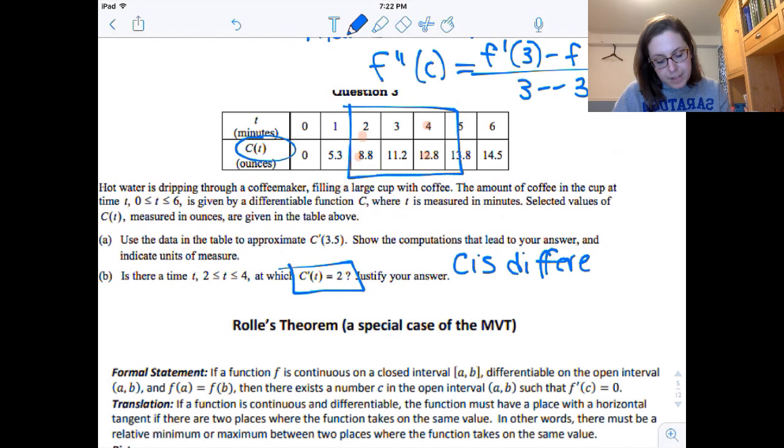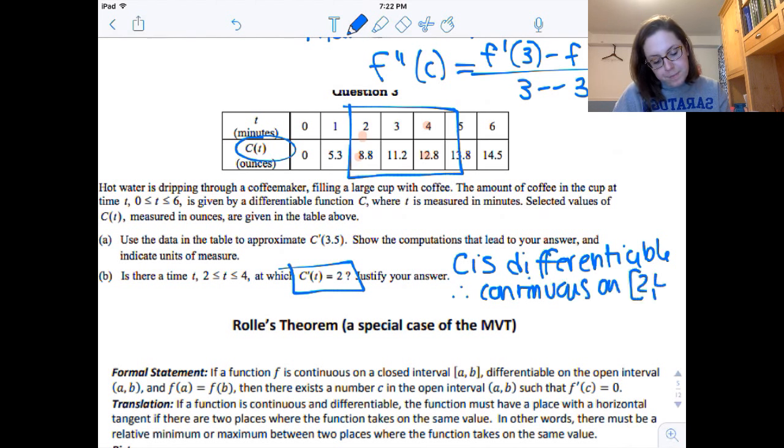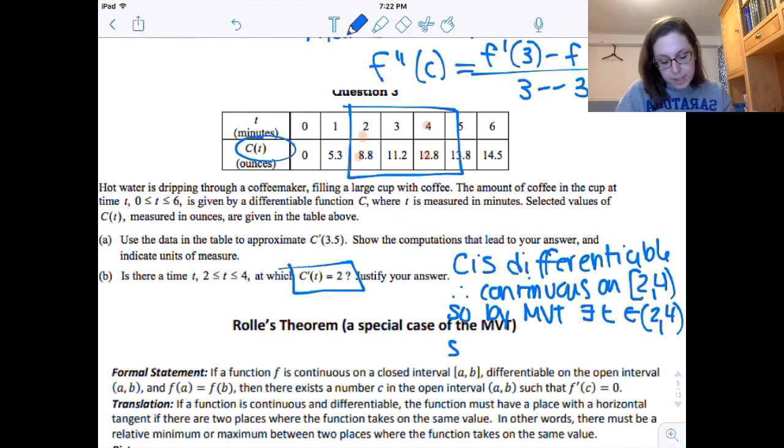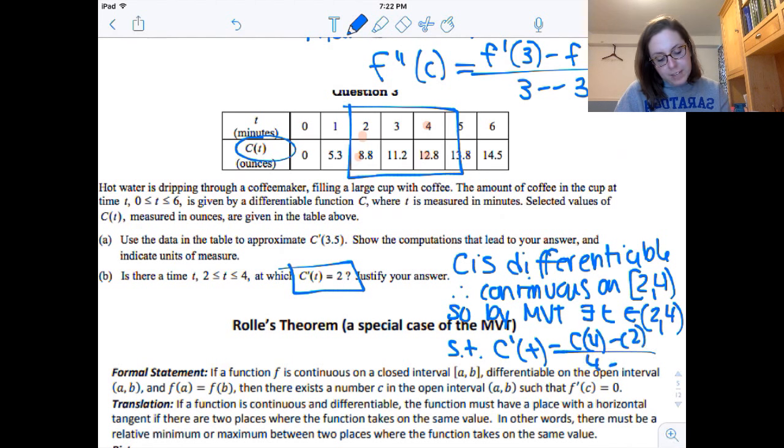I did not leave myself enough room. Therefore, continuous on 2 to 4. So by MVT, there exists a t on (2, 4) such that C prime of t equals C of 4 minus C of 2 over 4 minus 2, which I know equals 2.